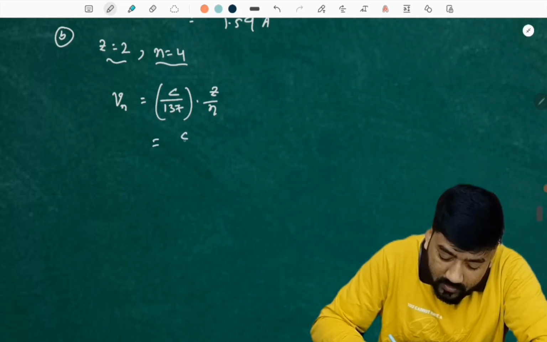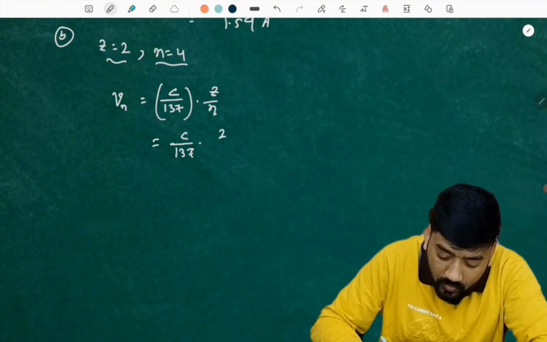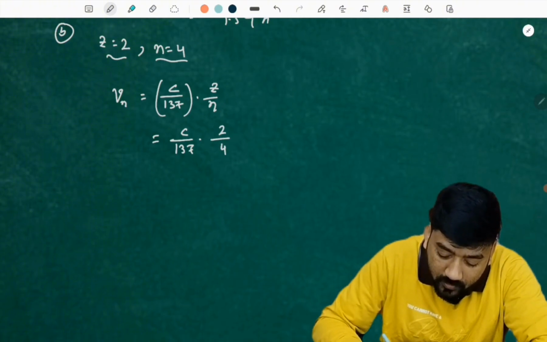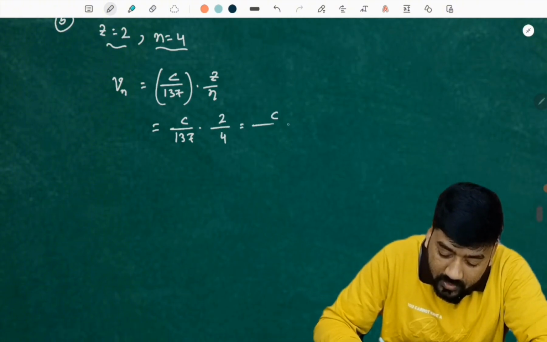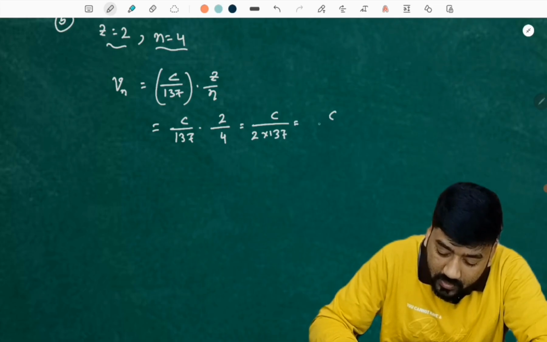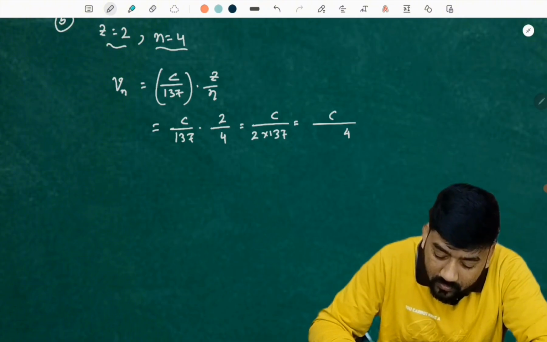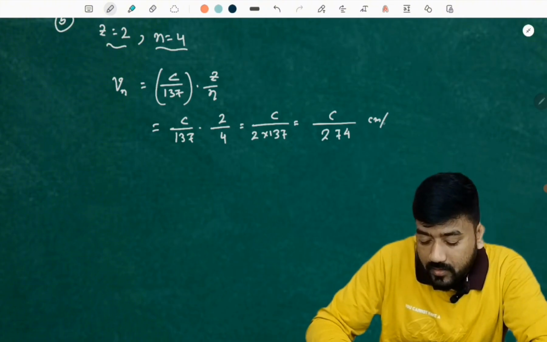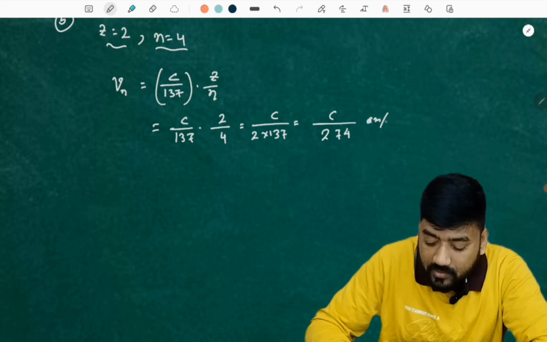So it will be just C by 137 into Z upon 4. So it will be half. So that will be C upon 2 into 137. So that will be basically C upon 2 into 7 14, 3 into 2 6 plus 1 7. So 274, that is centimeter per second, or you can say meter per second.